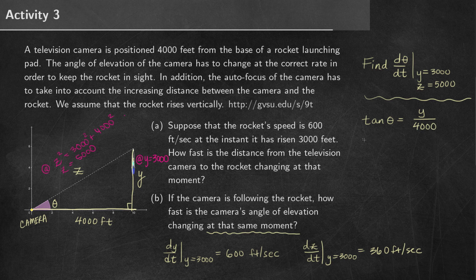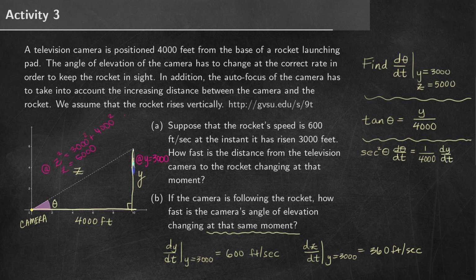And now I'm going to go on to my next step and take the derivative of both sides of this equation implicitly. So the derivative of tan theta is secant squared theta. That's the derivative with respect to theta. We want the derivative with respect to time. So we have to multiply by d theta dt equals the derivative of y over 4,000. You can use quotient rule if you like, but it's a lot simpler just to think of this as 1 over 4,000 times y. Then our derivative is 1 over 4,000 times the derivative of y. The derivative of y is 1 with respect to y times dy dt.